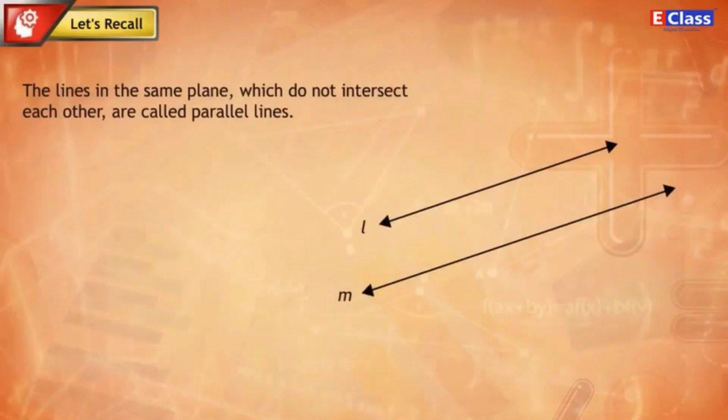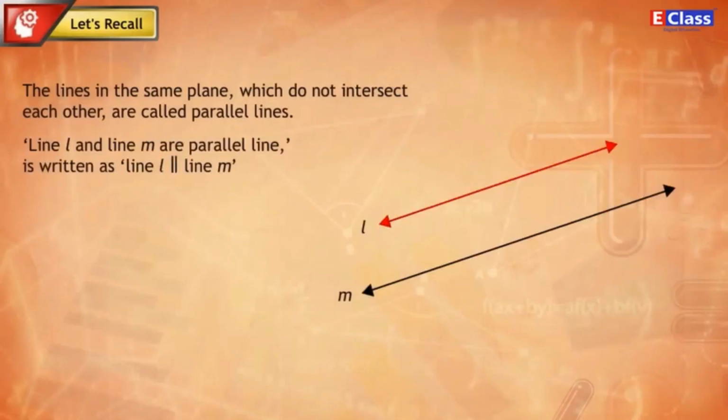The lines in the same plane which do not intersect each other are called parallel lines. Line L and line M are parallel lines is written as line L is parallel to line M.